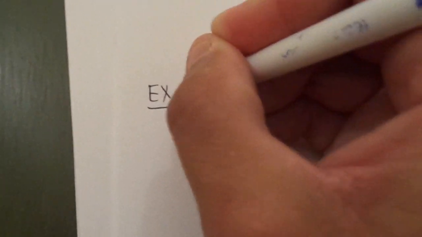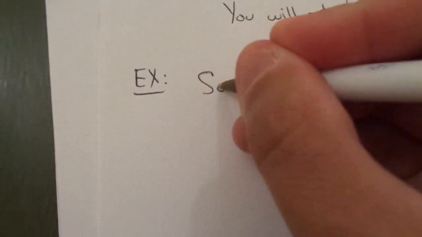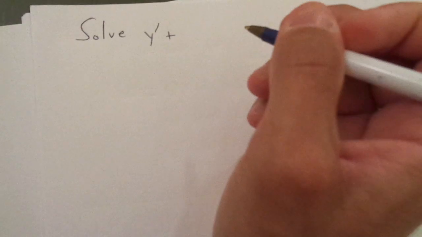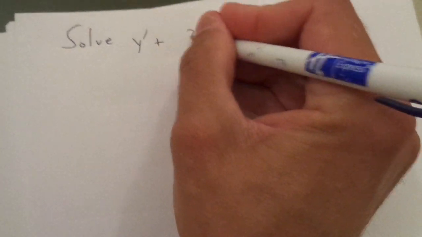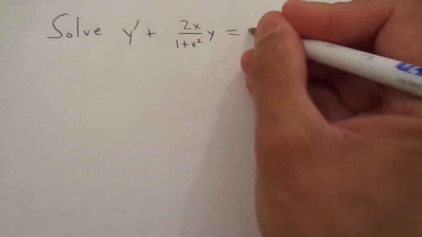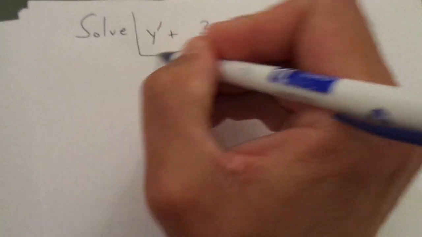Let me try an example with you. I'm going to do an example right here. Let's suppose that I wanted to solve the following problem. Let me start on a new page so that I have plenty of room to show this to you. Solve y prime plus 2x over 1 plus x squared times y equals xy squared. Let's try this example right here.